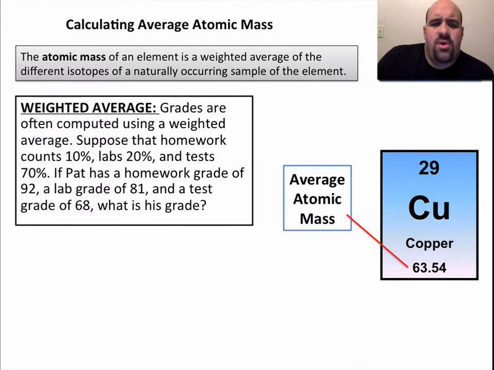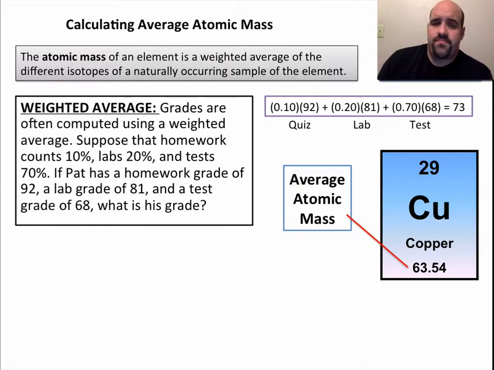If Pat has a homework grade of a 92, a lab grade of an 81, and a test grade of a 68, what is his grade? Now we have to weight these grades. We can't just add the three grades together and divide by 3. That would get an average somewhere around 80-ish. But his test grades are low, so those are going to throw off the other grades because the test scores are 70% of his overall score.